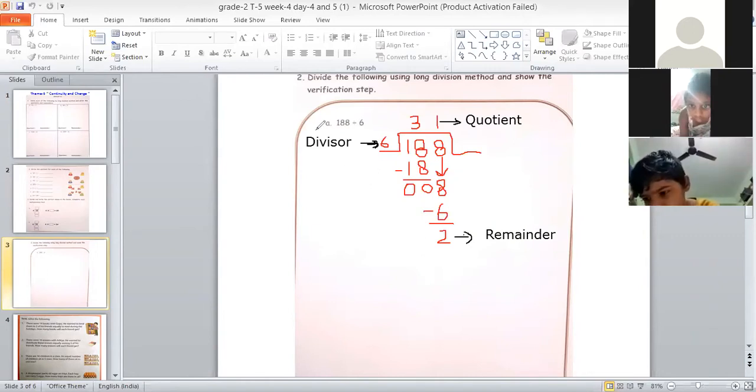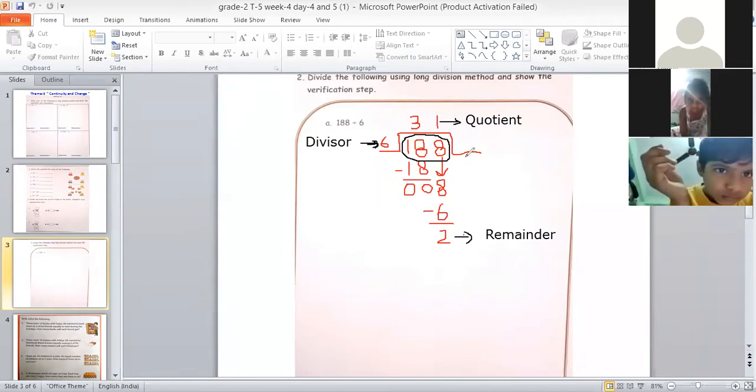Now there is one more that is known as the dividend. What is that? Dividend. Now look here, children. Here you are dividing this 188 by 6. So here this 188 is the dividend. You have to write this: circle that 188, make one arrow and then write dividend.